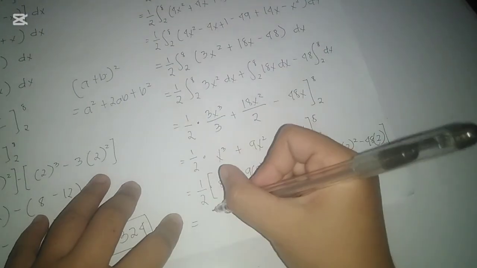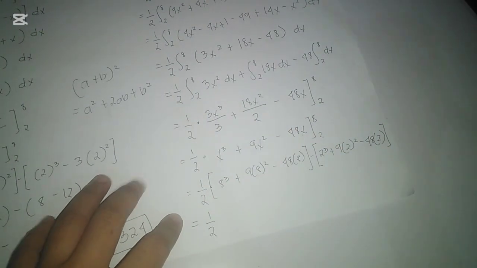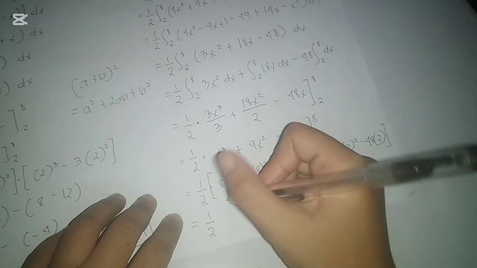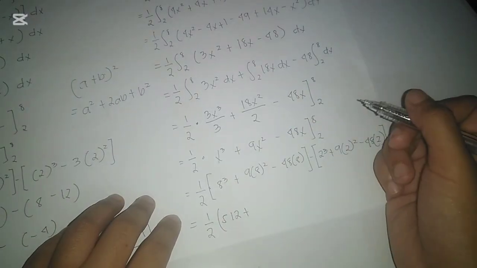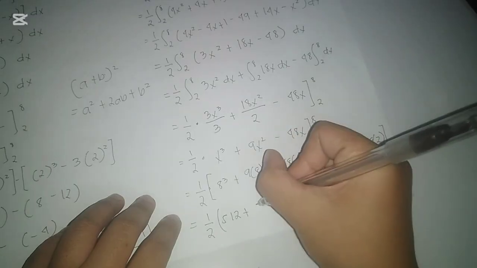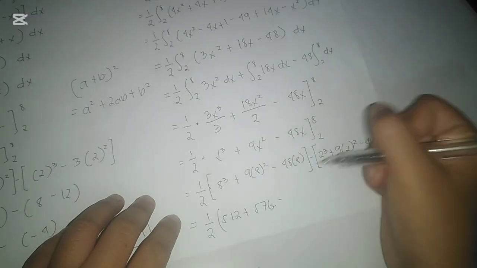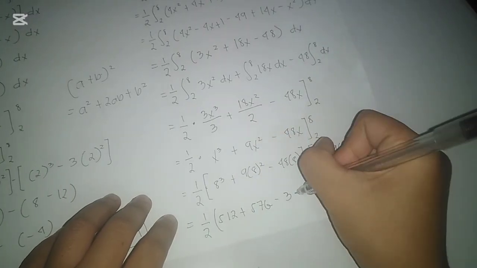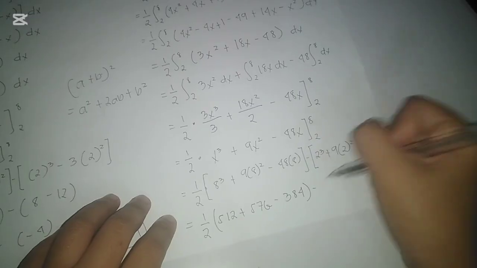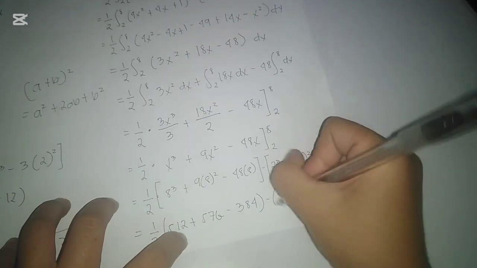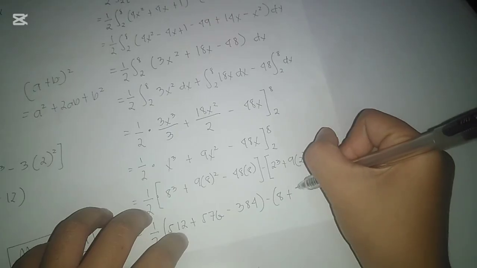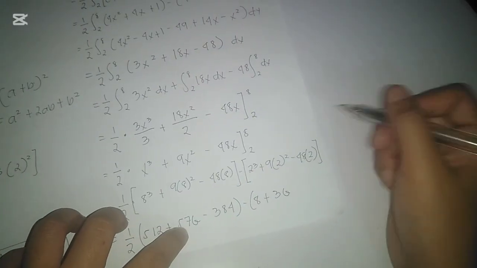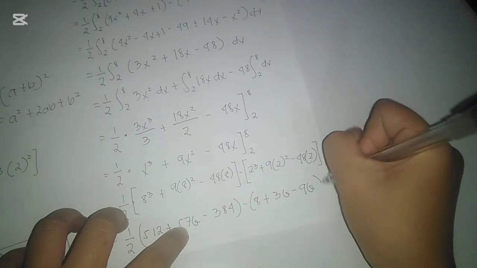We're almost done. So 1/2, 8 cubed is 512 plus 8 squared times 9 is 576, and 48 times 8 is 384, minus 2 cubed is 8, and 2 squared multiplied by 9 is 36, minus 48 times 2 is 96.